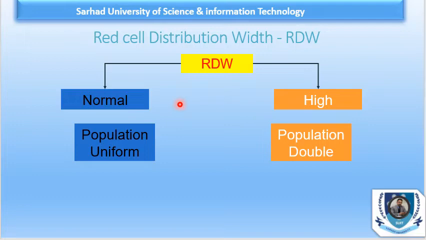RDW, a very important tool along with MCV and hemoglobin. If we have a uniform population, then it's normal. But if we have a double population, with anisocytosis, a variation in size, then RDW becomes very high, and we must go for a slide over here. We cannot neglect it. So RDW is very important, and we have discussed it in our first lecture as well.